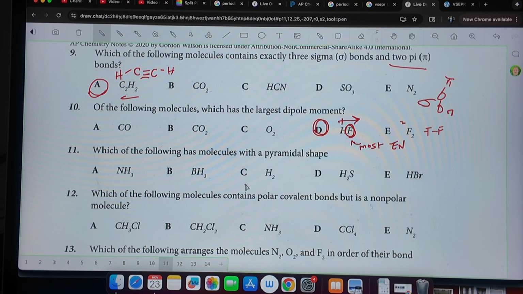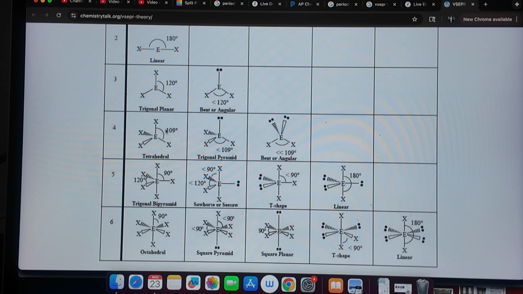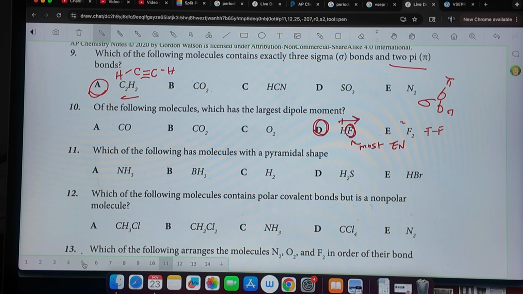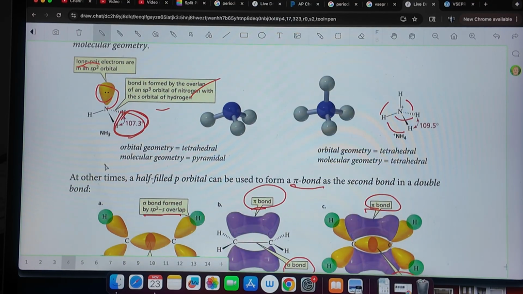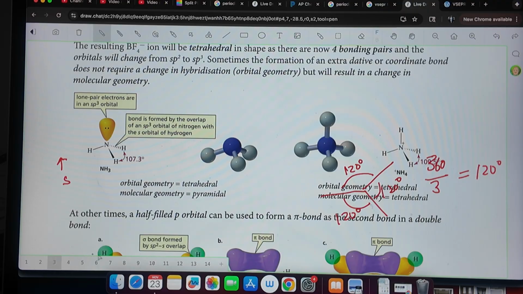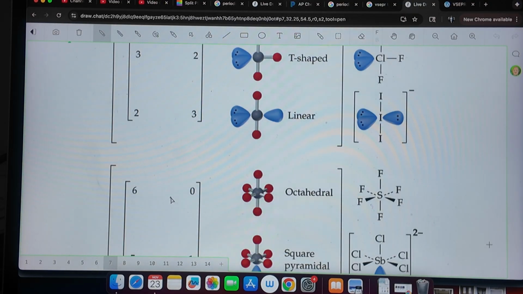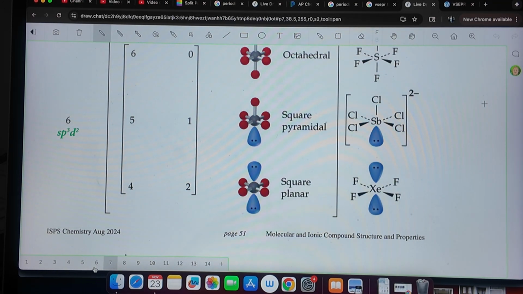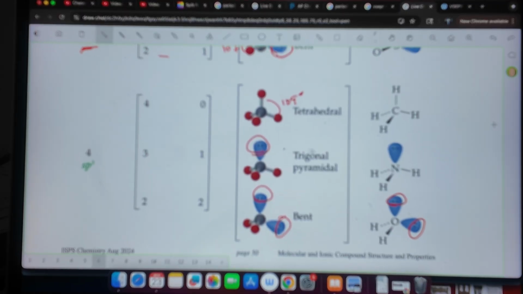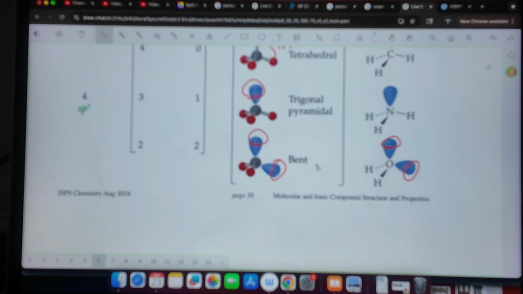Which one has a pyramidal shape? I wonder if this one has the thing. So a pyramidal shape would be trigonal bipyramidal and trigonal. Okay, let's go back then. Which one is considered? I think pyramidal is 4 of the same thing, or similar bonds. Here we go. Pyramidal. Square pyramidal is not the same. There are two things that are similar: trigonal pyramidal and trigonal planar. Okay, so it would be this.